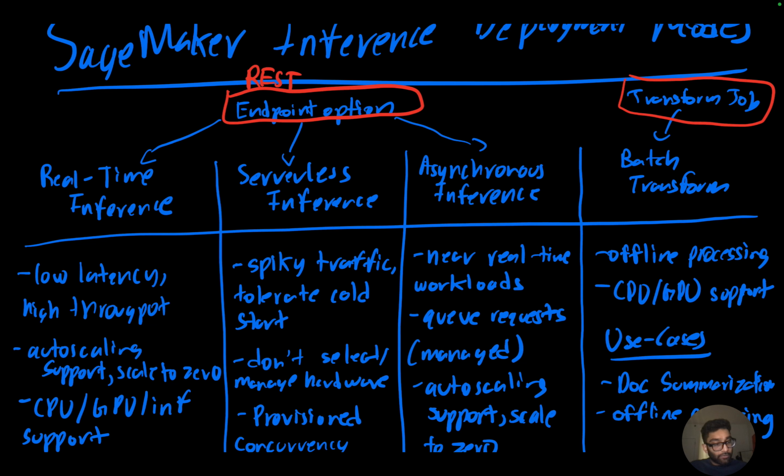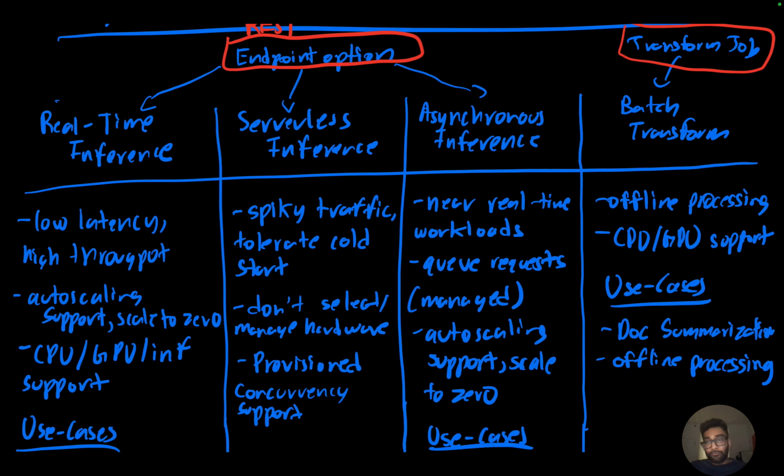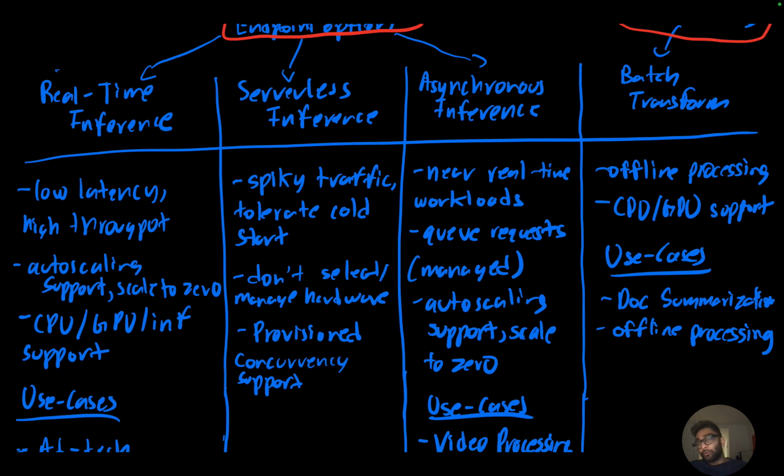The first option I want to highlight here is real-time inference. Within real-time inference specifically, this is your most low latency, high throughput sensitive use case. You have a persistent REST endpoint.